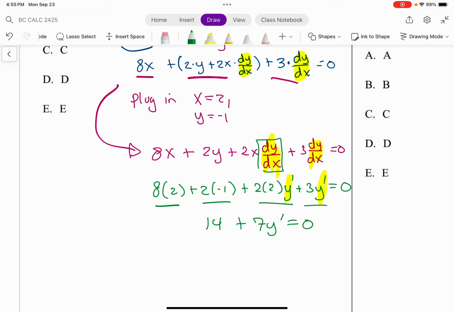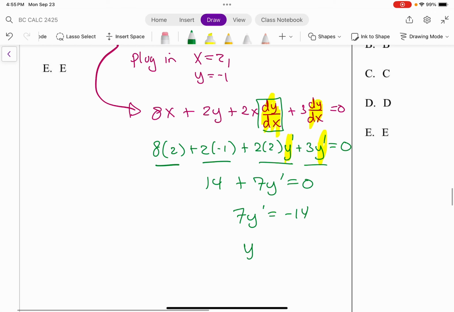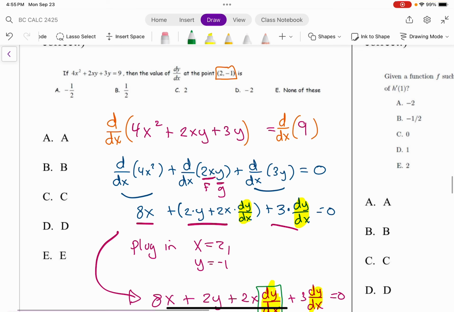Okay, and now subtracting 14 from both sides and dividing by 7, you get -2. So dy/dx equals -2, and that's answer choice D.